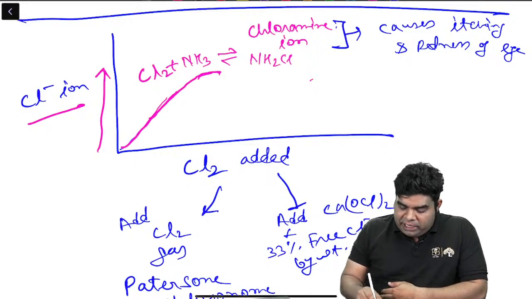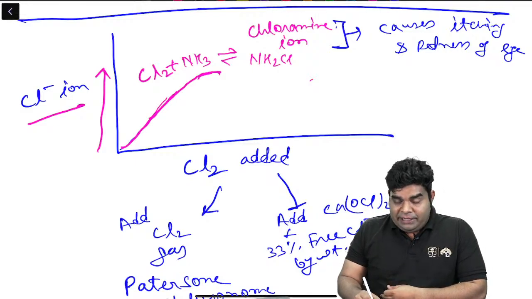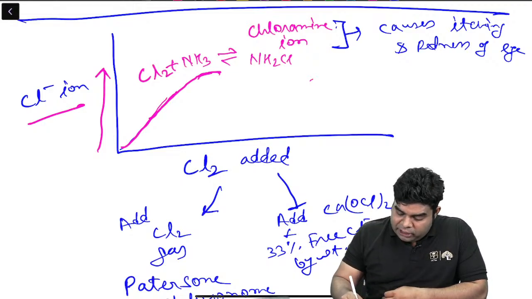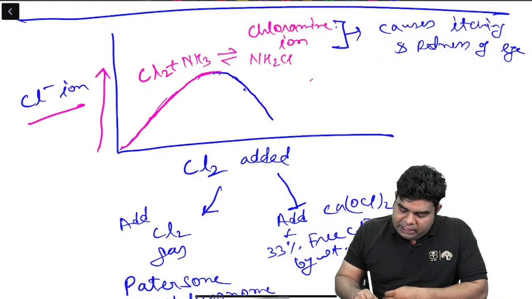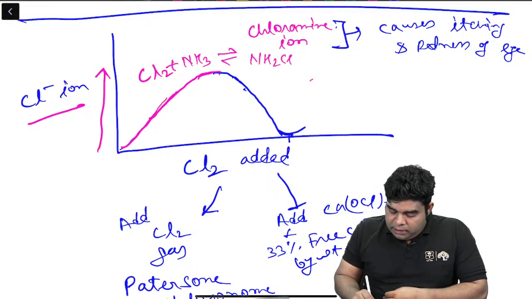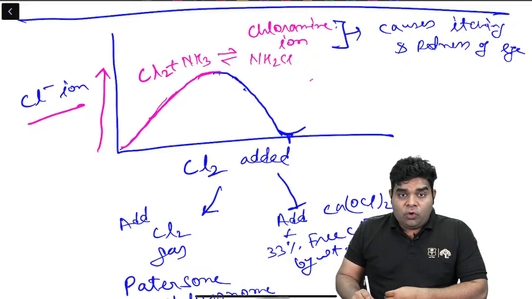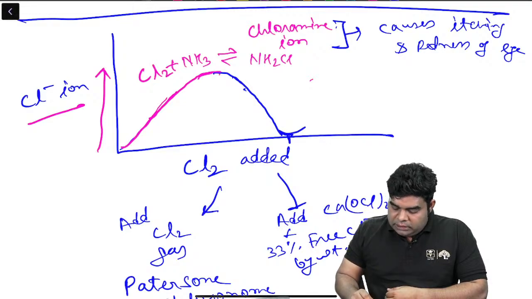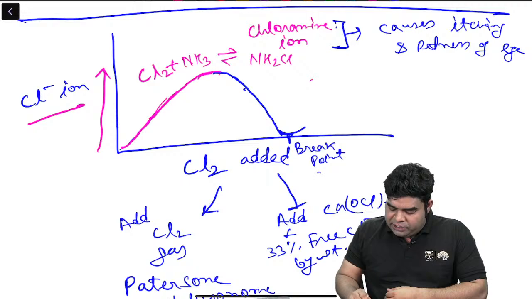So how can we decrease the chloramine ion? The way to decrease it is keep adding chlorine. When we keep adding chlorine, this chloramine ion will start breaking, and the concentration of free chlorine ion will also decrease. And there will be a point when the chloramine ion will be almost negligible. This point is known as breakpoint chlorination.